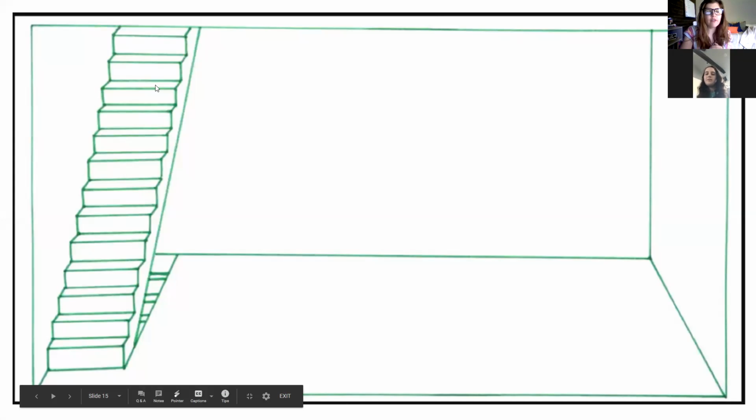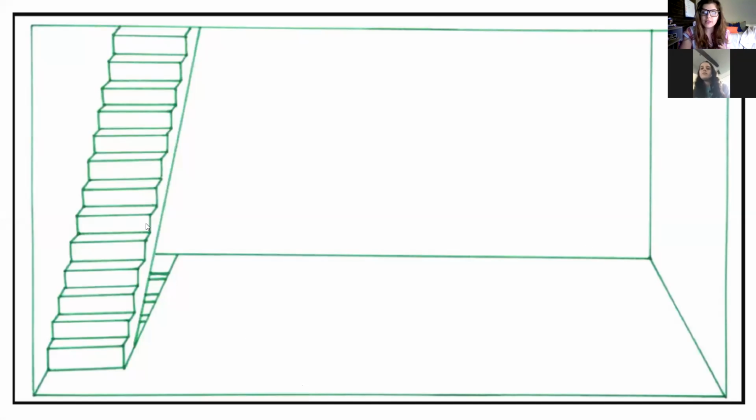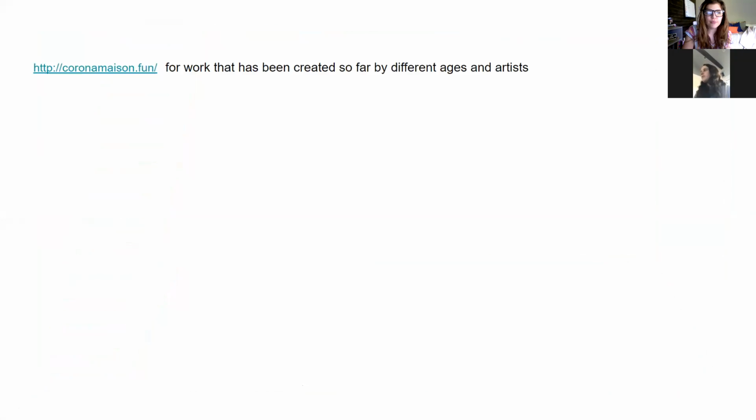I mentioned that if you don't have a printer and you don't feel comfortable drawing these stairs, you can draw different stairs or you cannot include them. Maybe your ideal space doesn't have stairs, but I think it adds a little bit of interest to the room.